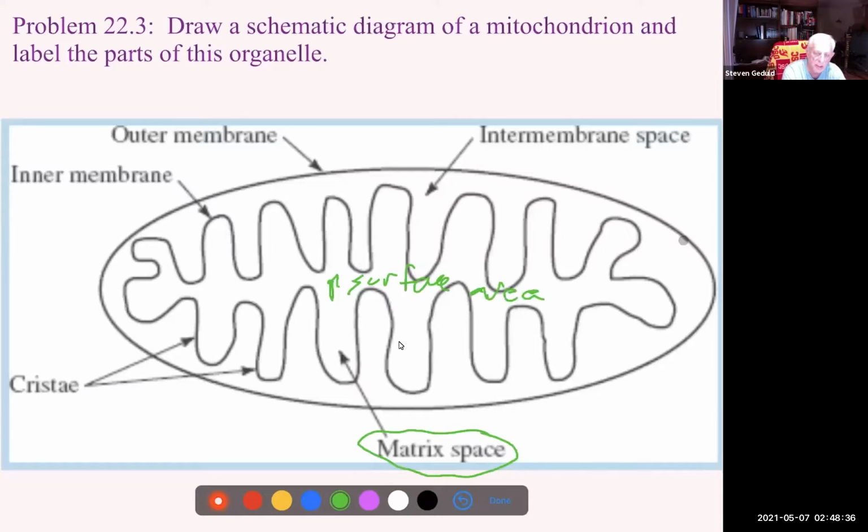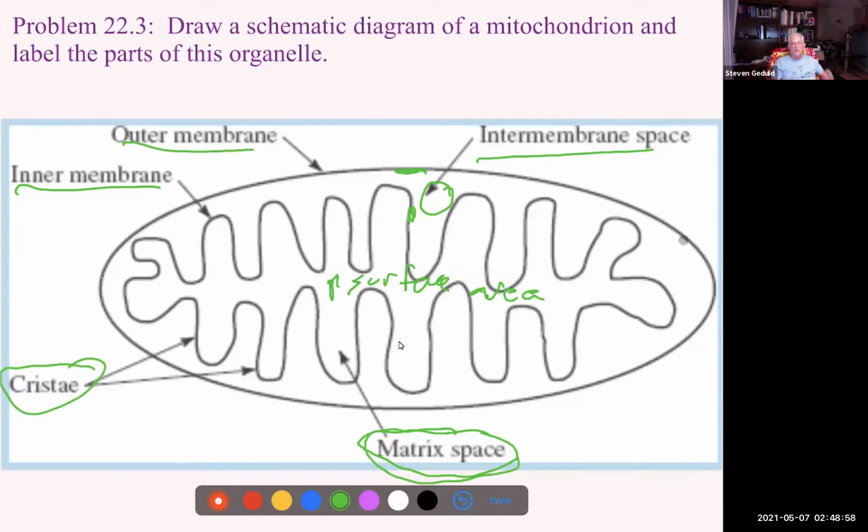You have an inner membrane, which is this guy right here. You have an outer membrane, this guy right here. This is your intermembrane space, between the membranes. The increased surface area is where your reactions occur, and the matrix space is the interior. The cristae are these little folds that occur inside the mitochondria. That's the major function of them. Those are the major parts of mitochondria.